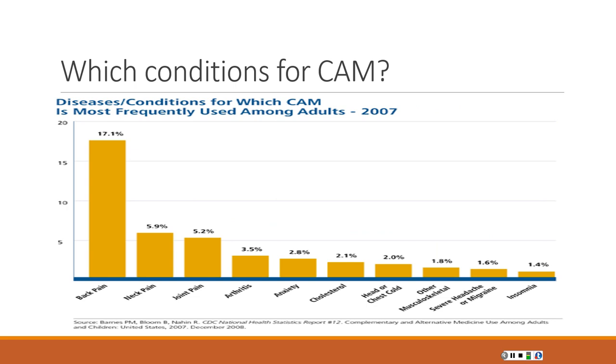All right, what conditions? So people are seeking out CAM, complementary alternative medicine, for what? The number one diagnosis for this is going to be back pain. Okay, lots and lots of people have back pain, and lots of people are seeking help for that.